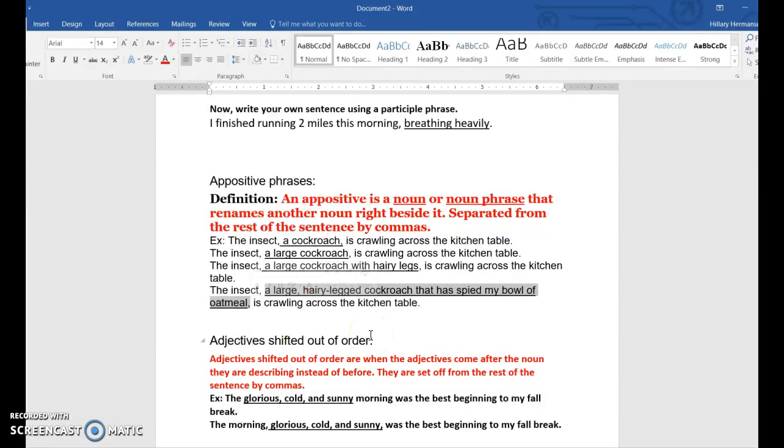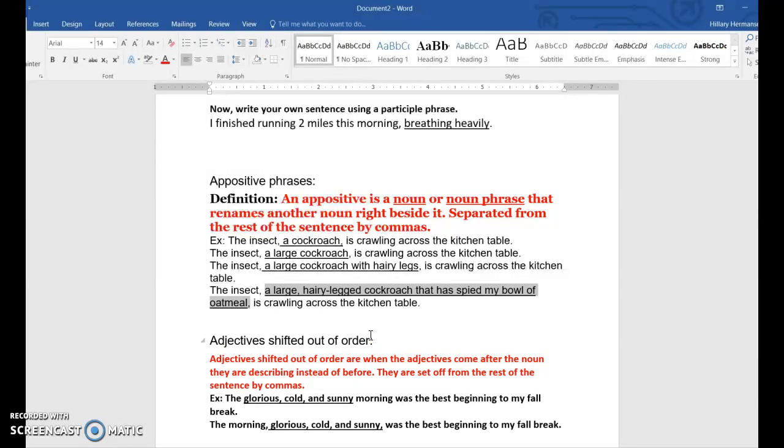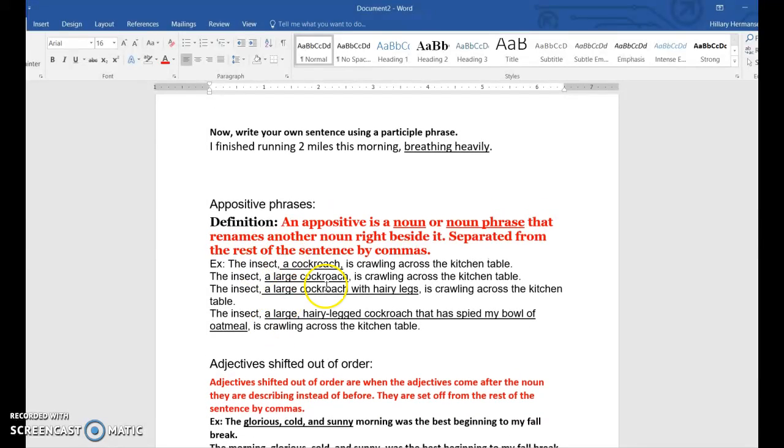Now the important part to know for the ACT with appositive phrases is you can do this, and it is still a sentence. The insect is crawling across the kitchen table. Because oftentimes the ACT will ask a question about if this verb matches this noun or something, but there's a huge appositive phrase in between. So if you can just cross out the appositive phrase, then life makes so much more sense. Okay, so that's appositive phrases. I will talk more about these when I get back, and we'll take notes on these, but that's what's coming, and it would be helpful if you knew it for your assignment today.